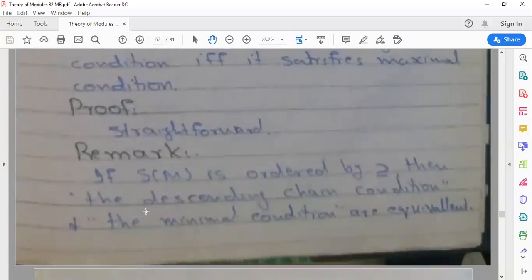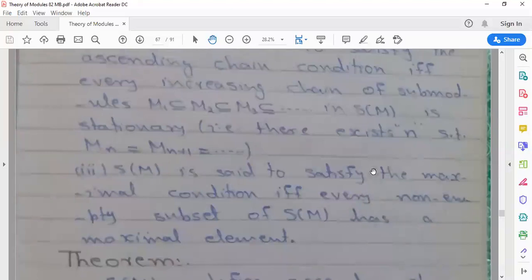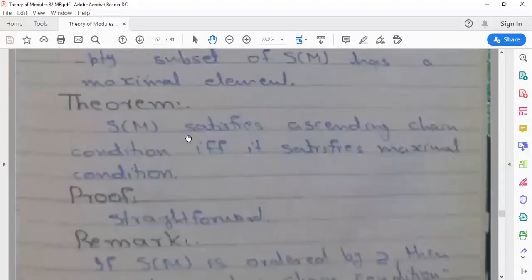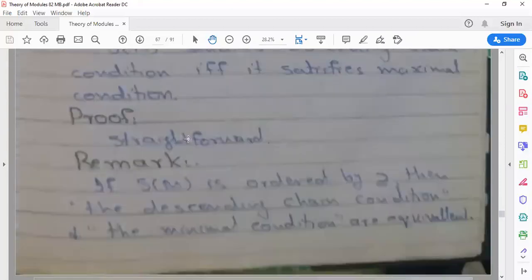After this, we have studied a remark. If Sm is ordered by superset, as I said before when we convert this symbol to superset, then the descending chain condition and the minimal condition are equivalent. So the chain is converted to the descending chain condition, and the maximal is converted to minimal.